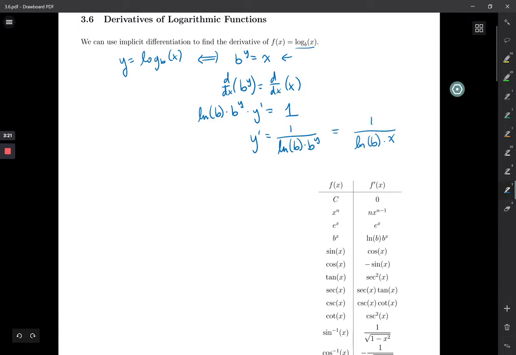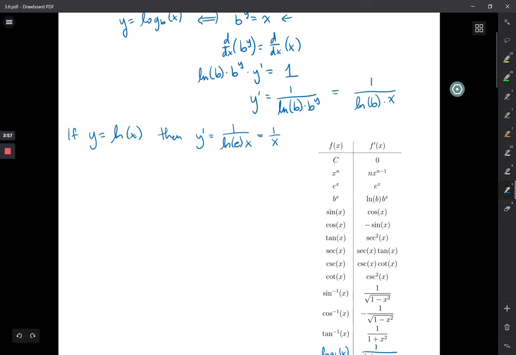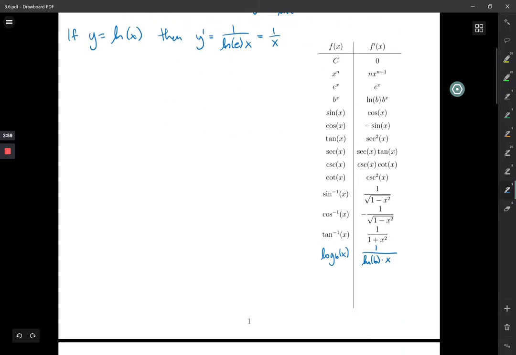And then, of course, in calculus, we like to use the natural log function a lot. So let's just note that if y is equal to natural log of x, then y prime is 1 over natural log, the base here is e, times x, but natural log of e is just equal to 1. So in this case, when we're using the natural log, the formula is even nicer. It's just 1 over x. And a lot of the time we do use the natural log because of this nicer formula for the derivative.